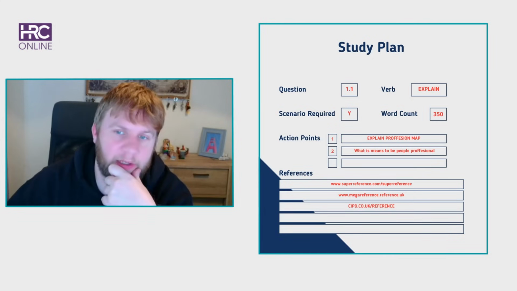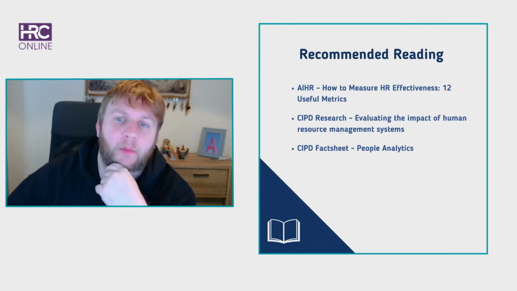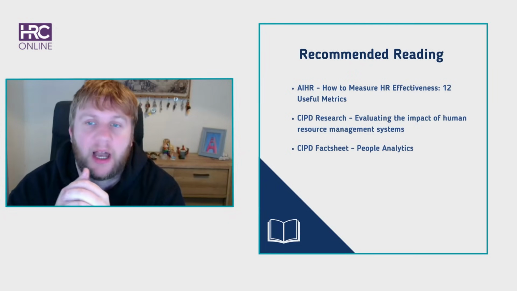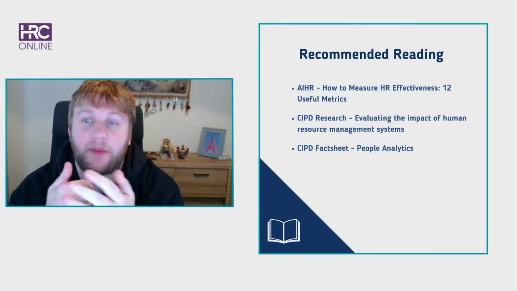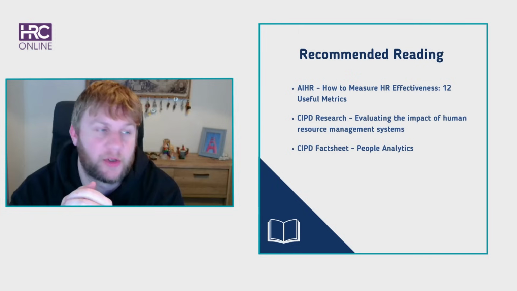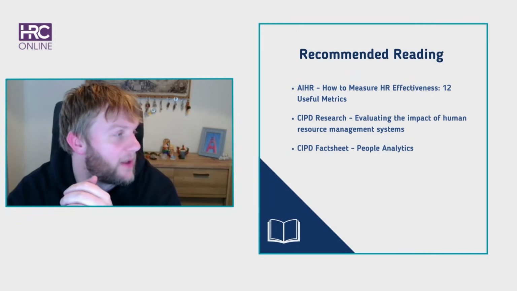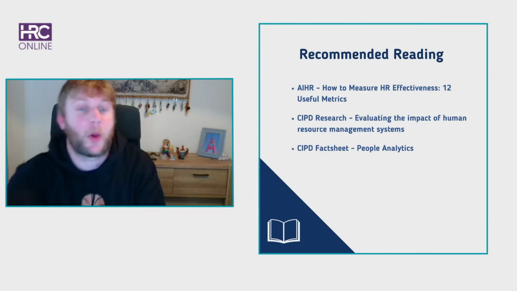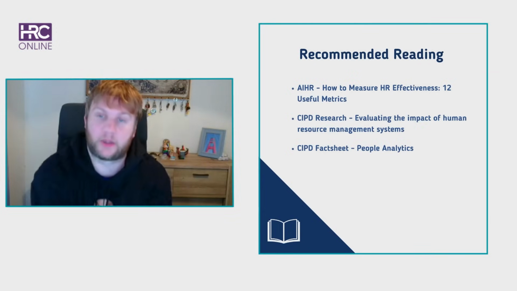And here's an example of what I'm thinking about. Recommended reading: AIHR, how to measure HR effectiveness, 12 useful metrics. Well, you have to identify 2 methods that might be used to measure impact. So if I'm sending you to a recommendation of 12, surely you can pick 2 out of that.